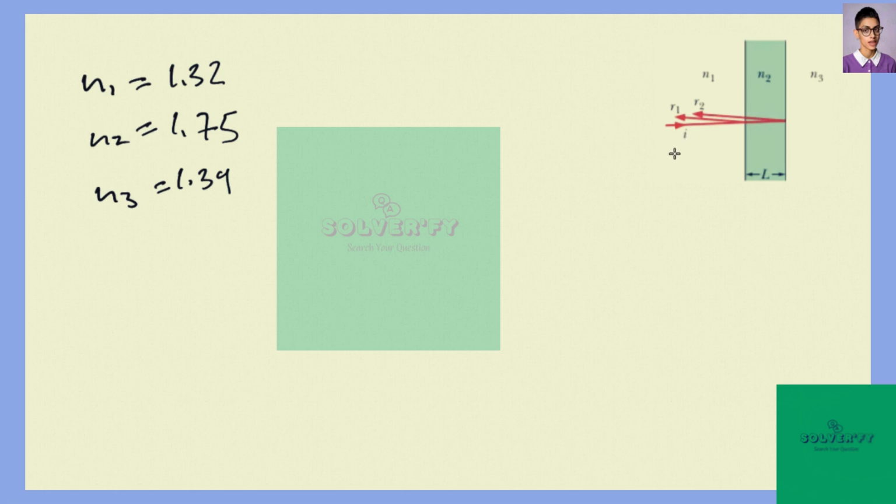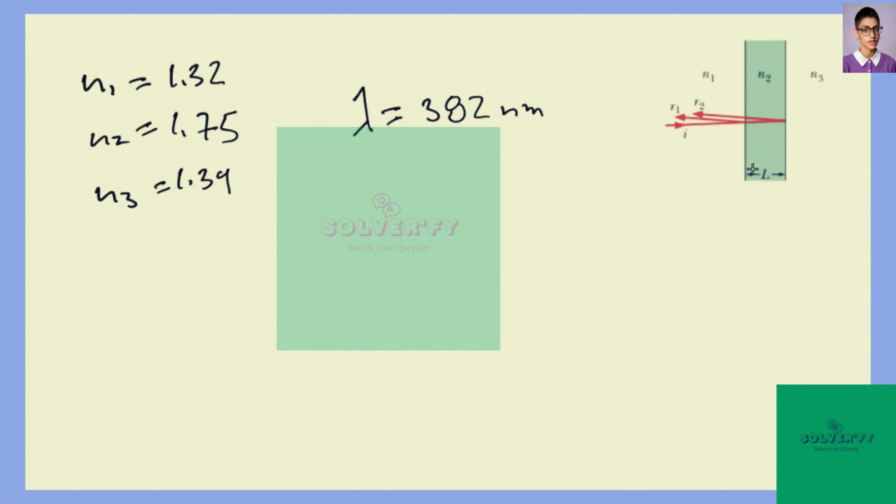We're also told that the vacuum wavelength of the light incident here, lambda, is given to be 382 nanometers. And we're asked what thickness this middle material has to be, so this thickness is labeled L, such that we have maximum reflection of light. More specifically, we're asked what is the third smallest thickness that this material can have in order to have maximum reflection. So we'll get to that part a little later.